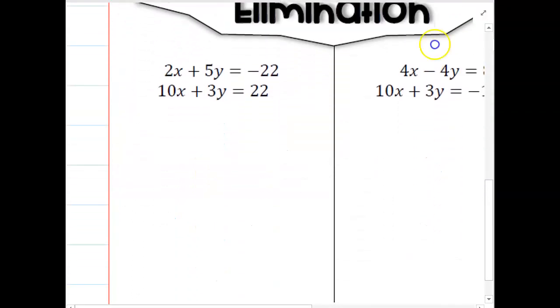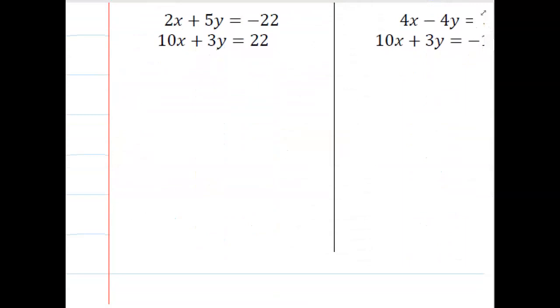But it's really similar to what we did whenever we changed the sign. Okay? So, this one right here, I have 2x plus 5y equals -22, 10x plus 3y equals 22. Now, the x's, they're not going to cancel out, 2x and 10x, right? And even if I change the sign, like a 2x and a -10x, they're still not going to completely cancel out. Same thing with the y's. 5y and 3y, even if I made this a -3y, they're not going to cancel out.